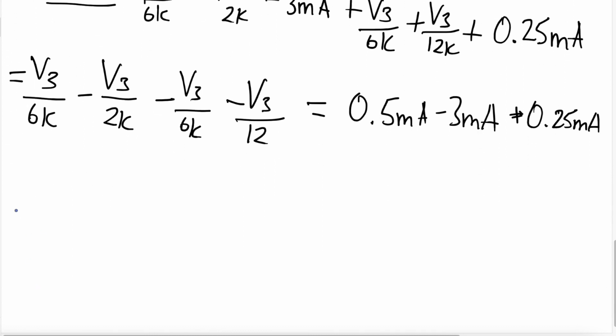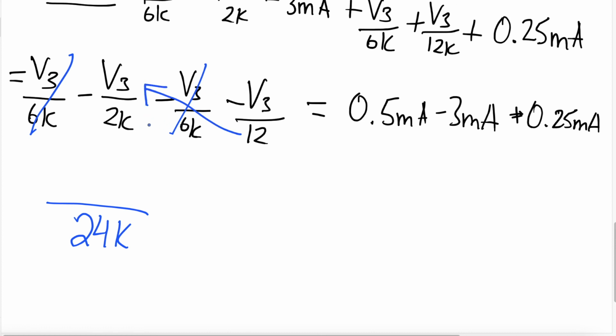Let's change the color up a little bit for our last steps. We know that V3 over 6K minus V3 over 6K, these cancel out because they're the same value. So we're left with negative V3 over 2K minus V3 over 12K. If we know anything about subtracting fractions, we just have to cross multiply. When we cross multiply, we multiply the denominators, so we get 24K on the bottom, which is 12 times 2. Then we get 12 times negative V3, so it's negative 12 V3.